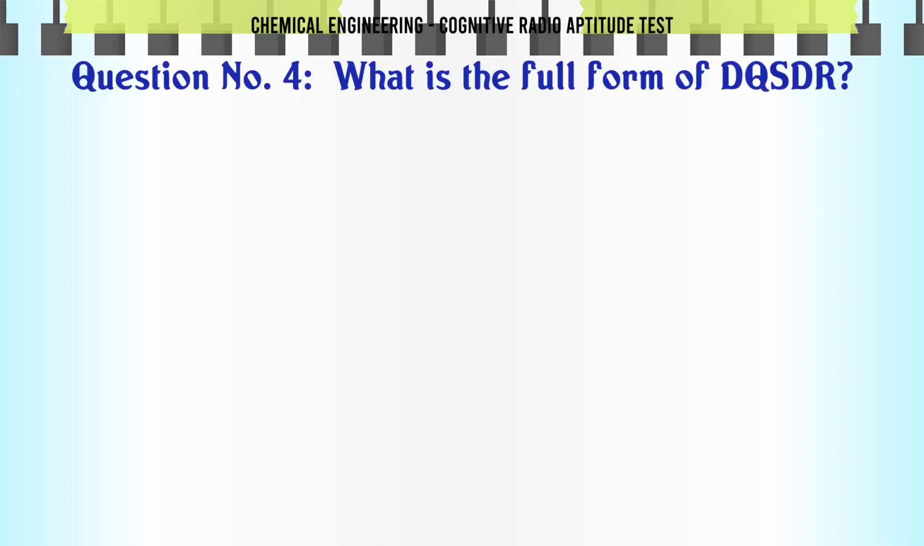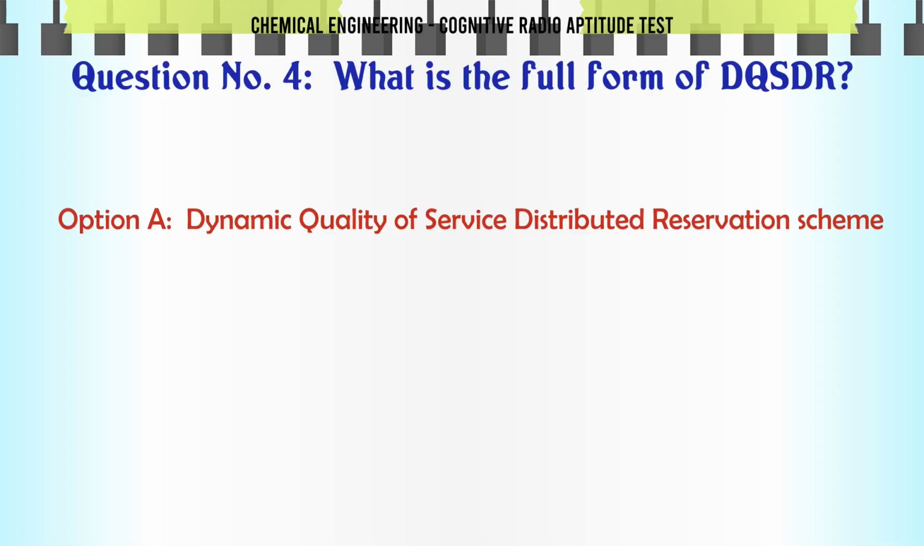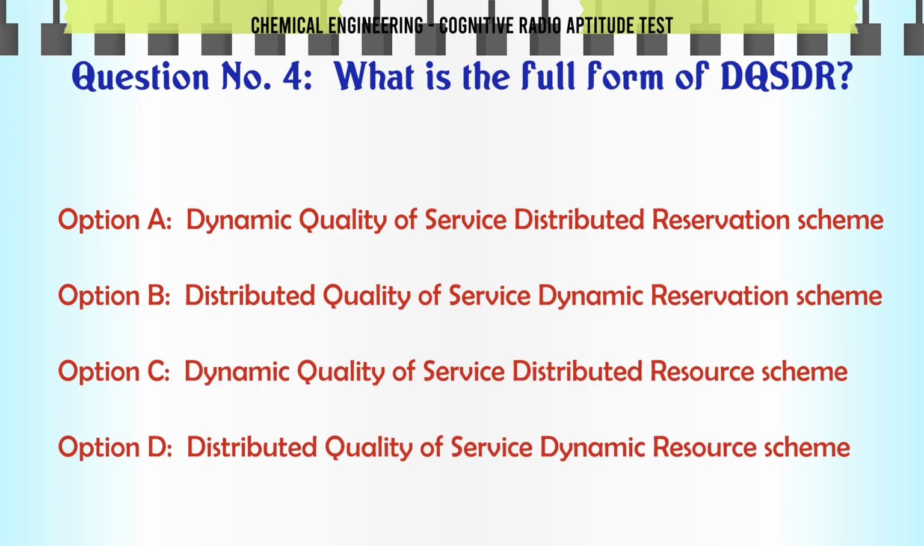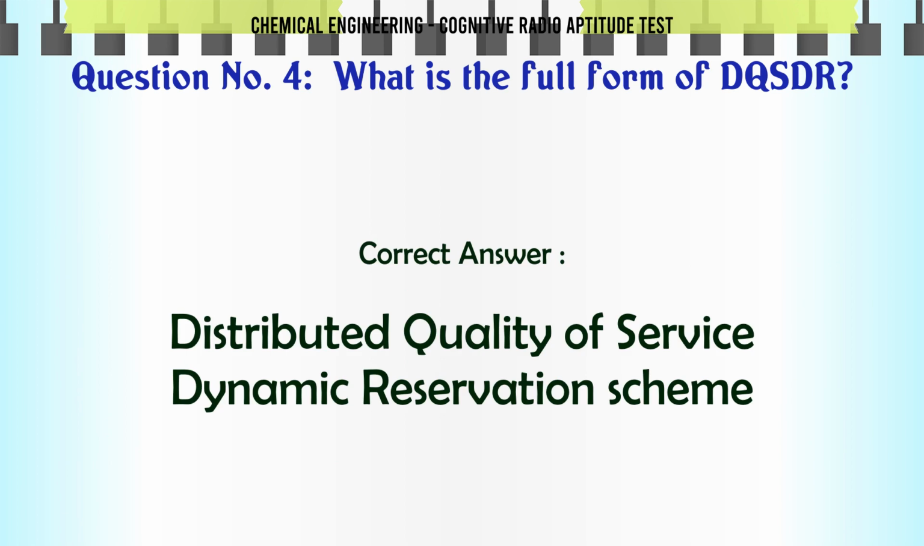What is the full form of DESDR? A. Dynamic Quality of Service Distributed Reservation Scheme. B. Distributed Quality of Service Dynamic Reservation Scheme. C. Dynamic Quality of Service Distributed Resource Scheme. D. Distributed Quality of Service Dynamic Resource Scheme. The correct answer is Distributed Quality of Service Dynamic Reservation Scheme.